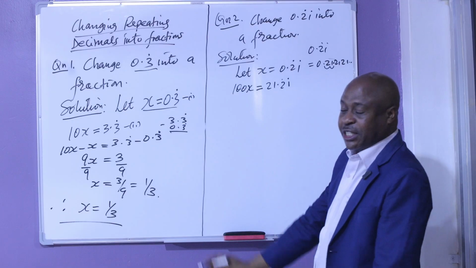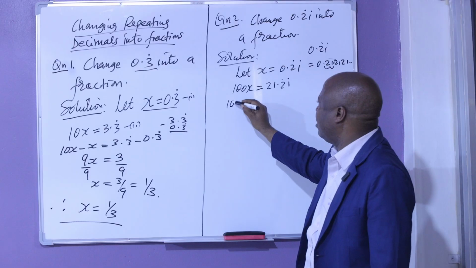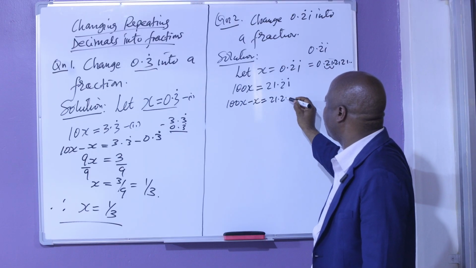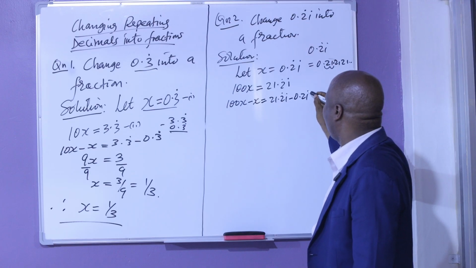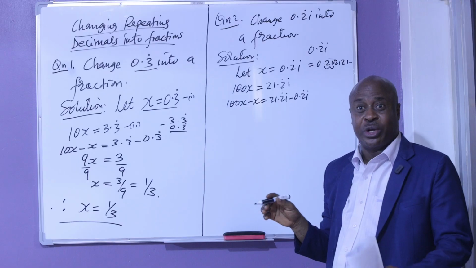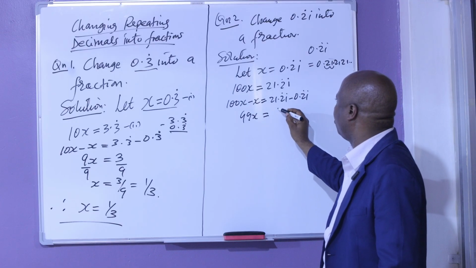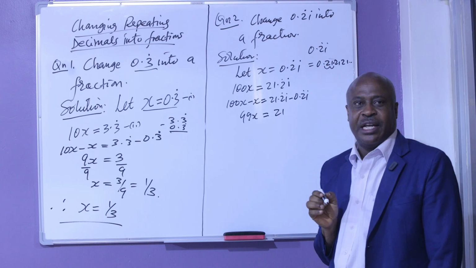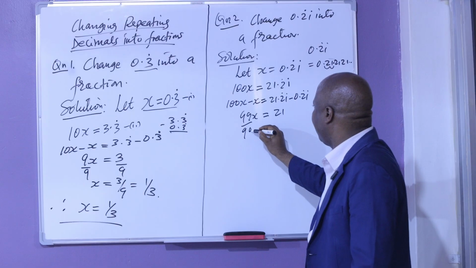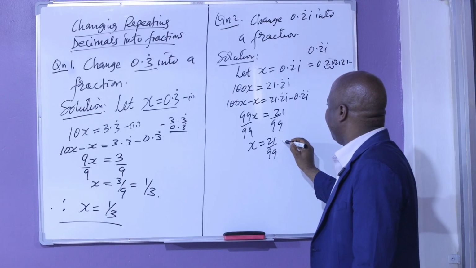And from the first example that we had, we can realize now that we take 100x minus x. This is going to be equal to 21.21 repeating minus 0.21 repeating. Automatically, the repeating 21 and repeating 21 will cancel when we subtract. You're going to get 99x equals 21. And because we want to get the value of x, you have to divide both sides by 99, and x becomes 21 over 99.